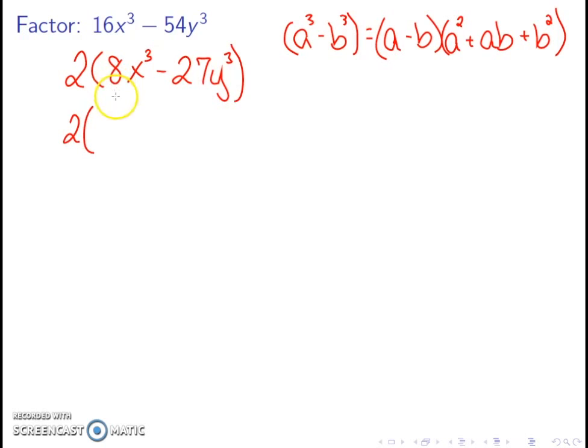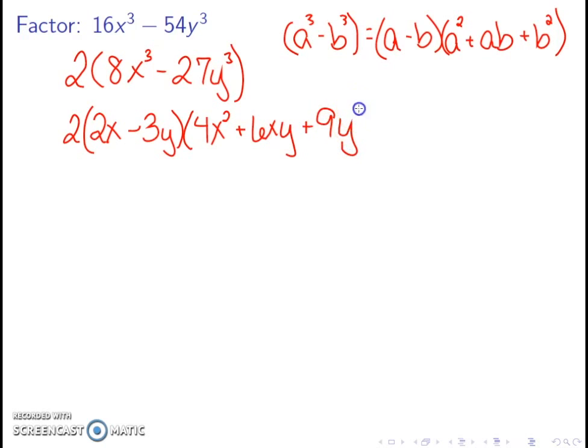So, the cube root of 8 is 2, so here I have 2x, minus the cube root of 27, which is 3y. 2 squared is 4. 2 times 3 is 6. And then 3 squared is 9. And that's as simple as we can factor this.